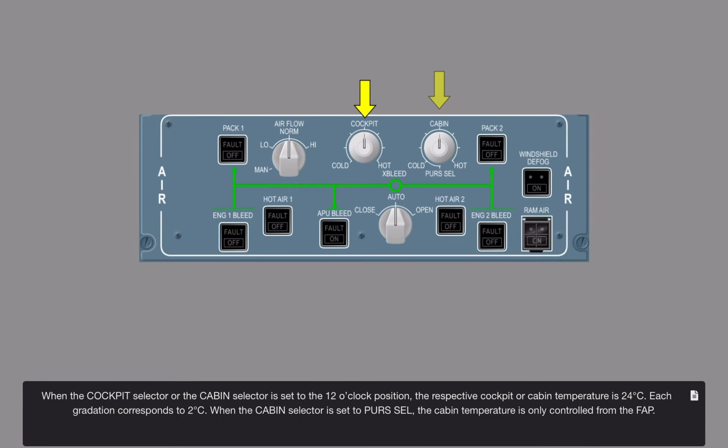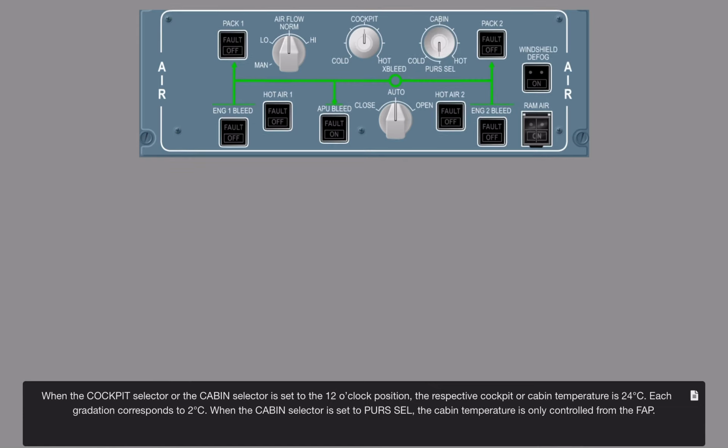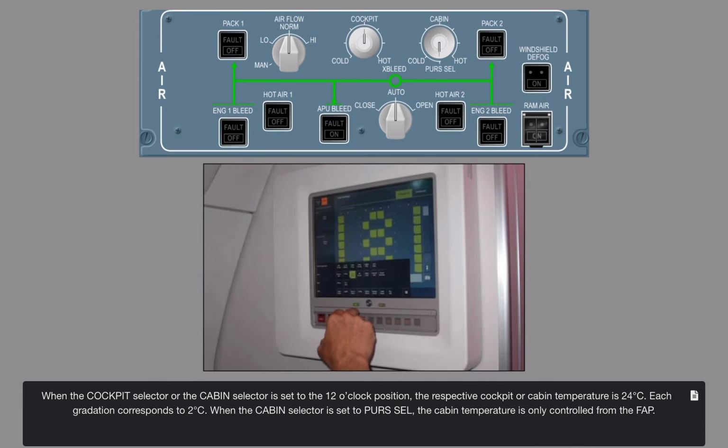When the cockpit selector or the cabin selector is set to the 12 o'clock position, the respective cockpit or cabin temperature is 24 degrees Celsius. Each gradation corresponds to 2 degrees Celsius. When the cabin selector is set to purser select, the cabin temperature is only controlled from the flight attendant panel.